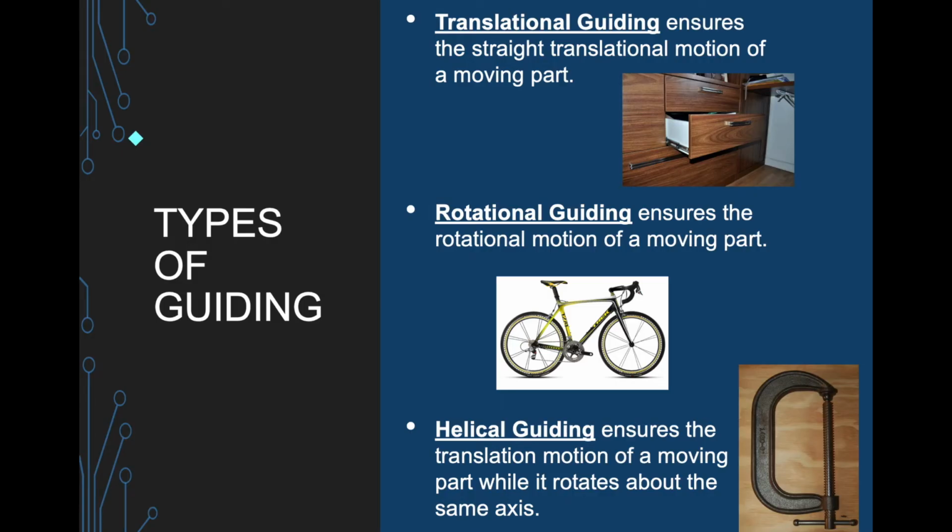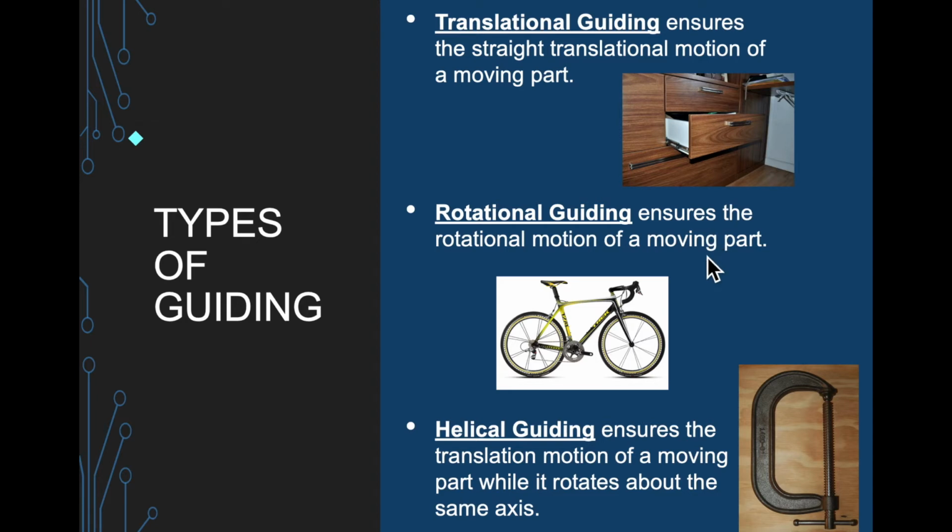All right, so there are types of guiding, so there are types of movements. The first one is translational guiding. So we have here the drawer, and we have that component here that guides the drawer in and out. So this is a translation. The drawer can only go in and out, only translation in one direction. So this would have 1 degree of freedom, and it's translation. Translational guiding ensures the straight translation motion of a moving part.